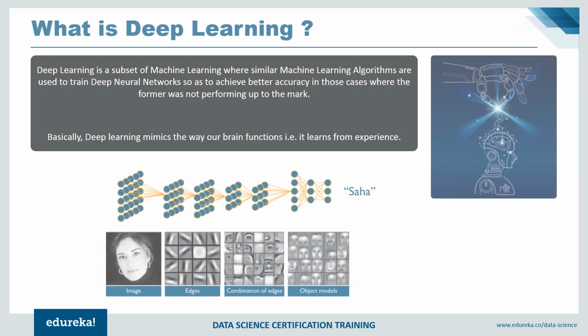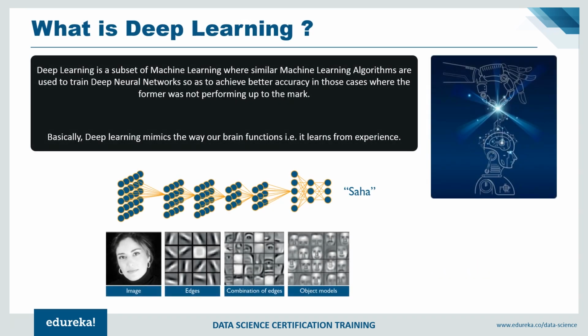So what exactly is deep learning? Deep learning is a subset of machine learning, as I mentioned earlier, where similar machine learning algorithms are used to train deep neural networks so as to achieve better accuracy in those cases where the former was not performing up to the mark. Basically, deep learning mimics the way our brain functions and learns from experience.